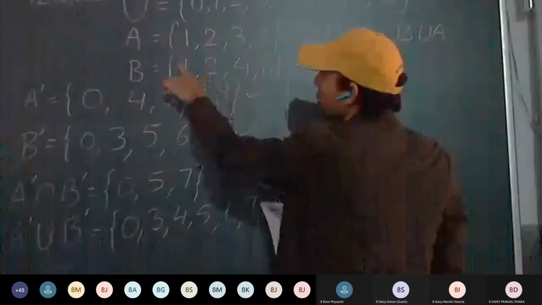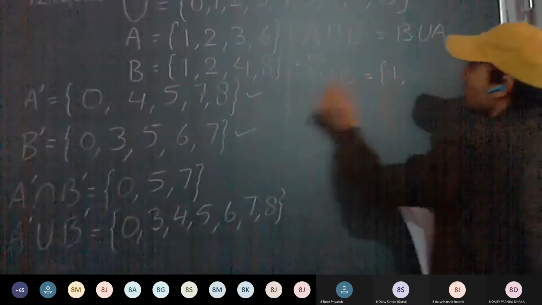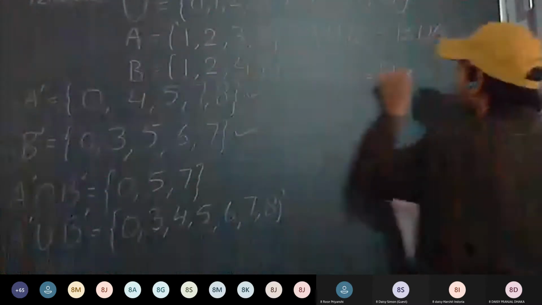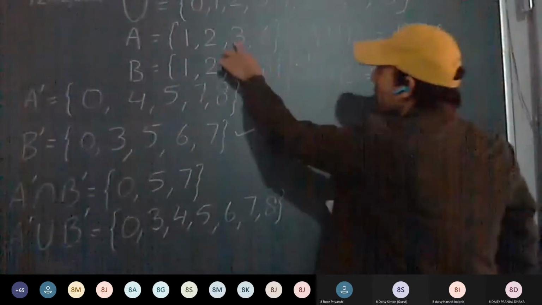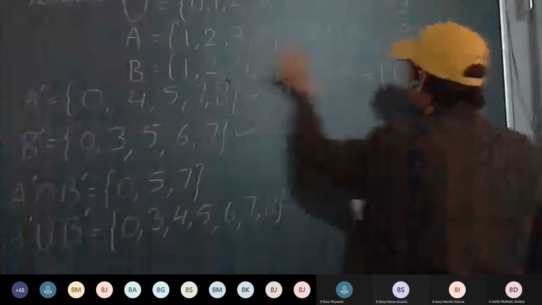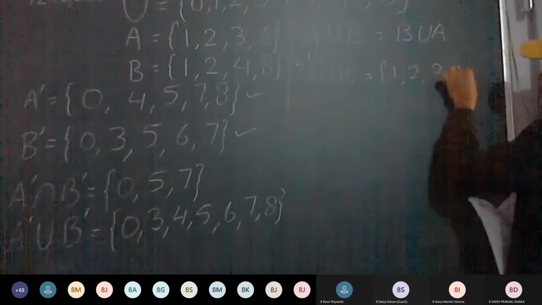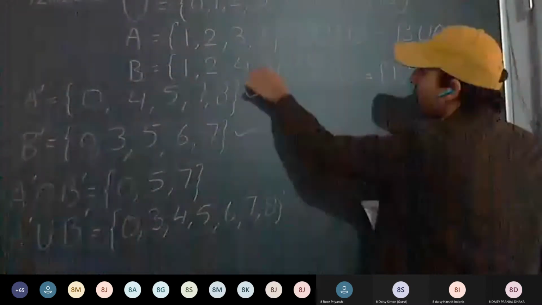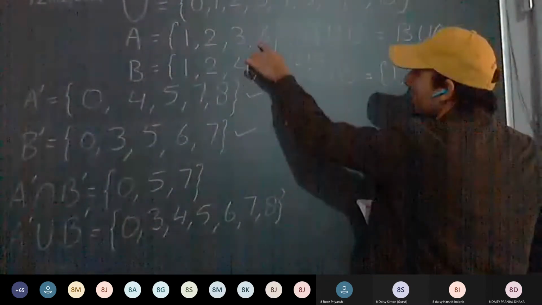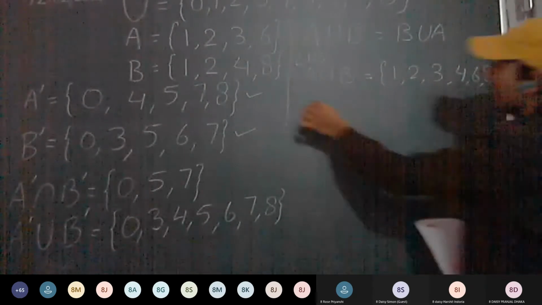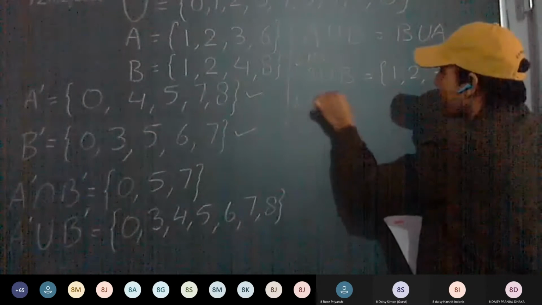So start with A: 1. Then 2 is present here. 3 is present here or here, so we'll be writing 3. Then 4, 5 is not present, 6, 8. This is our A union B. Then the right hand side.